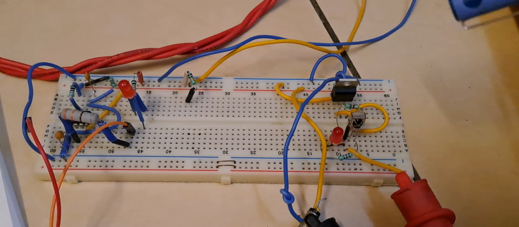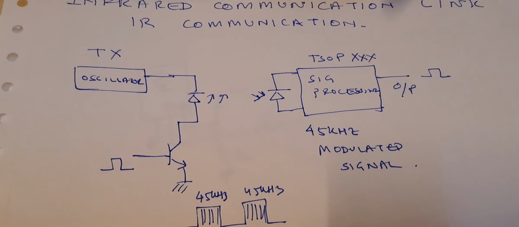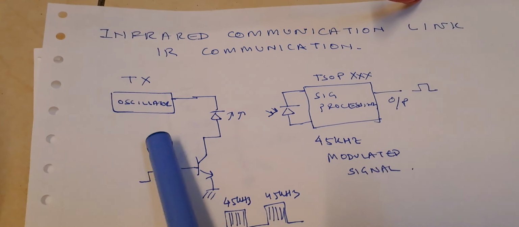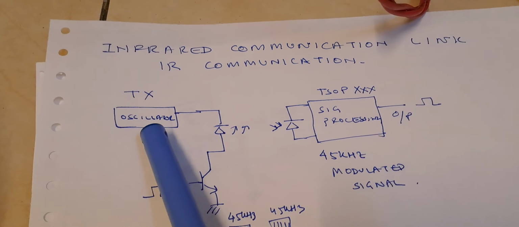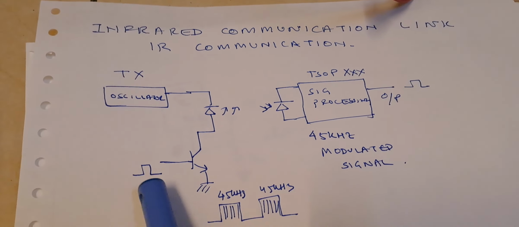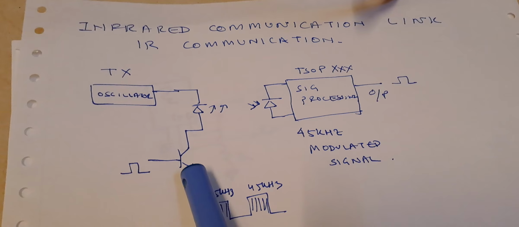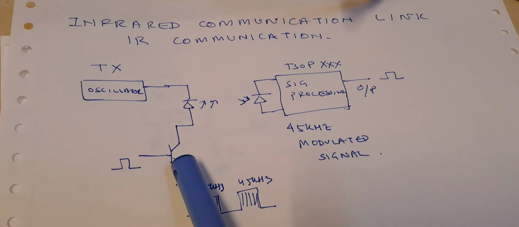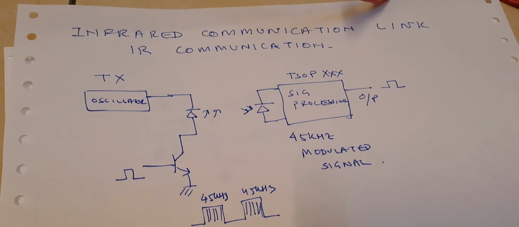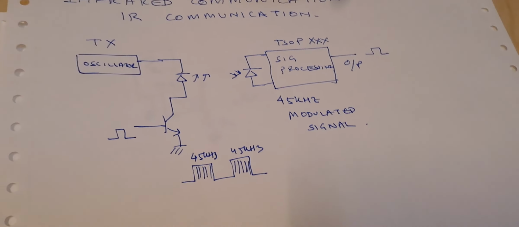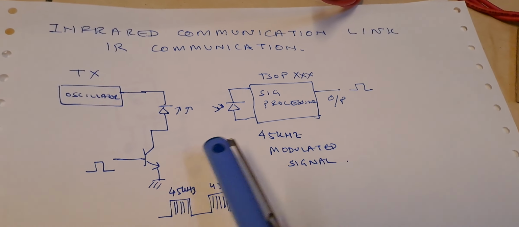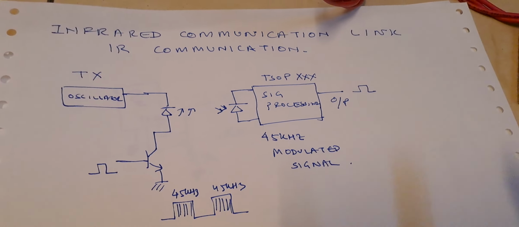Now I will show you the theory behind the communication. This is the transmitter circuit and here is the oscillator. The oscillator will oscillate and there will be a signal from the microcontroller fed to this transistor. Presently my circuit does not have this transistor. I will implement it in the next video when I establish the total communication. For now I am using only the oscillator.